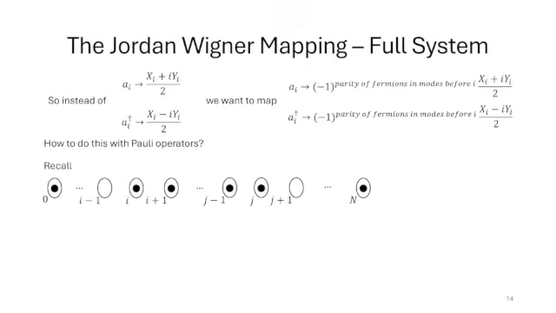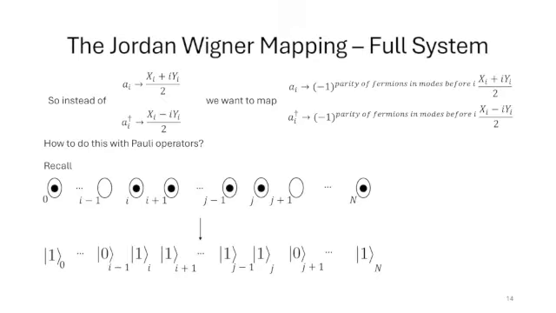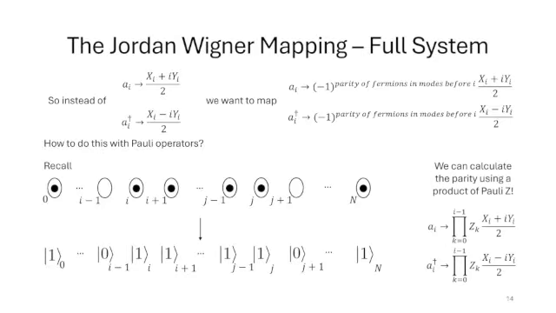So recall that we are mapping the fermionic modes, occupied or unoccupied, into qubit states, 1 or 0. And we actually have one convenient operator that gives us precisely this parity. We have the operator Z, the Pauli Z matrix, and acting on states 0 and 1, it results in the same state with a plus or minus sign attached.